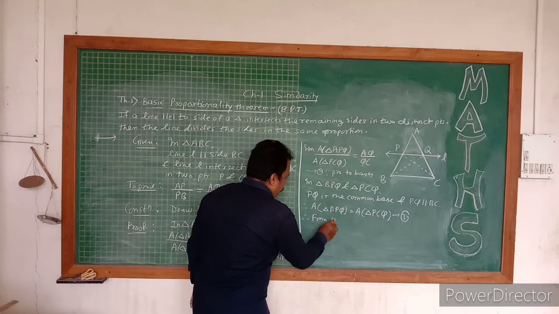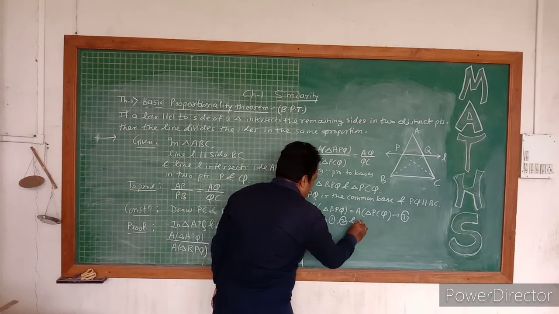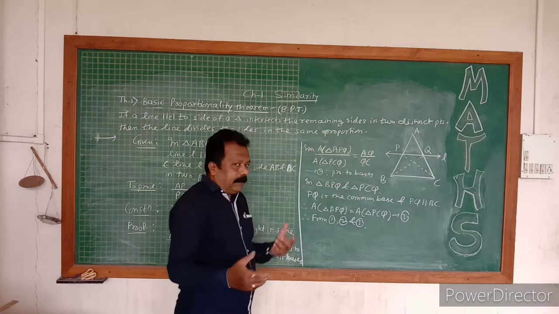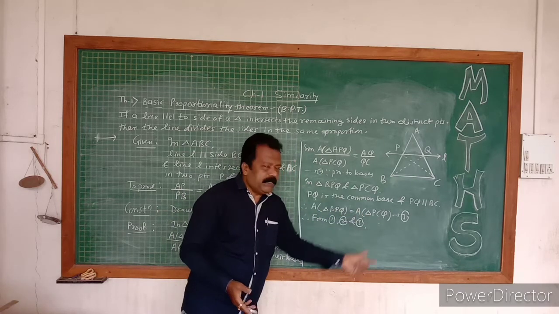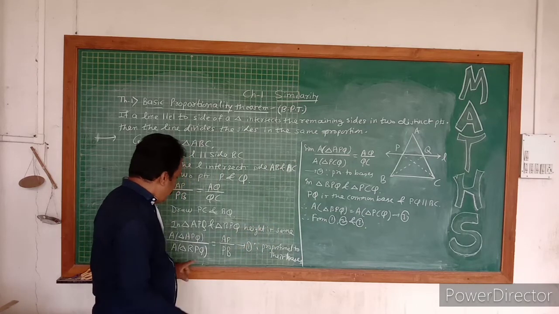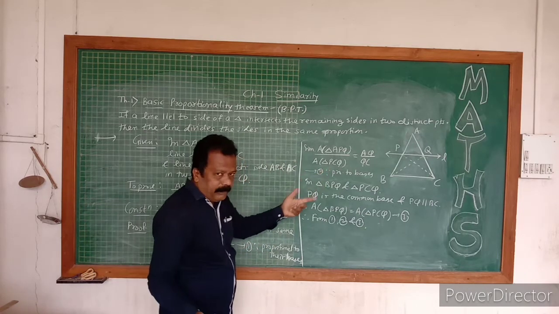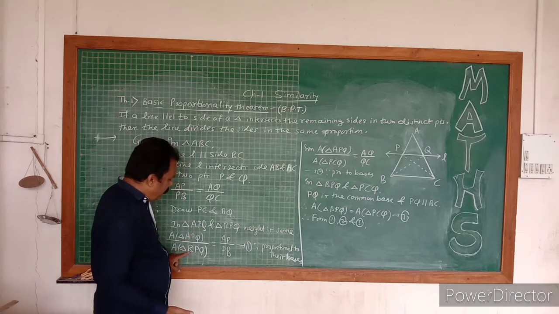Therefore from 1, 2 and 3, our target is what? We have to show these two areas are equal. So BPQ and PCQ have the same area. Then we can cancel APQ upon BPQ.